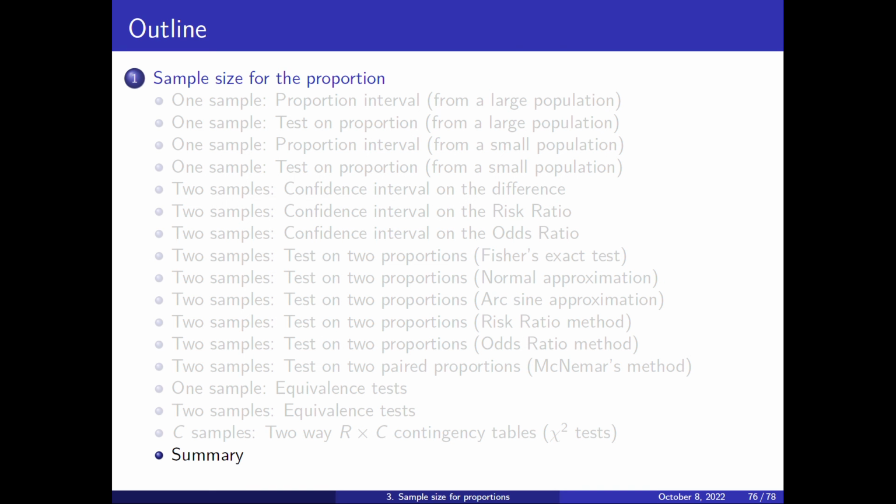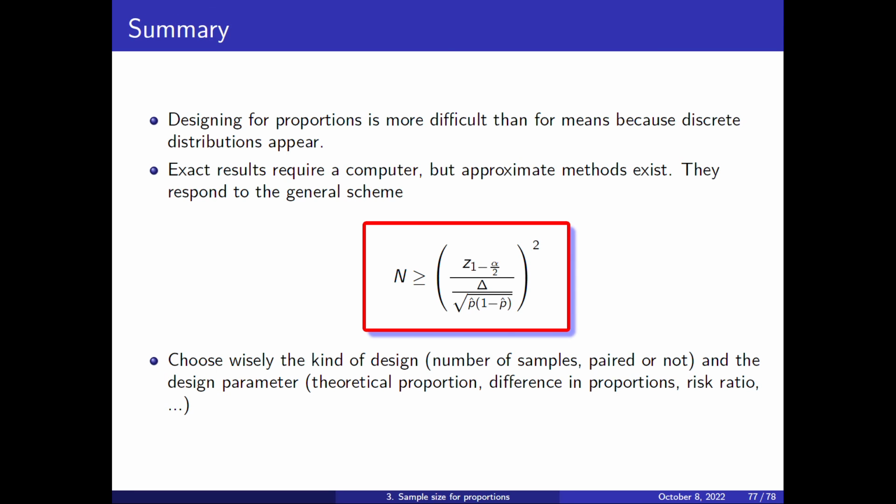So this would be all the cases that we have seen for proportions. In general, the take-home message is that dealing with proportions is much more difficult than dealing with means, because we have discrete distributions. The distributions associated with these calculations are binomials and hypergeometrics, and dealing with these is much more difficult because we don't have integrals, we have sums. Typically we need a computer for the exact calculation, but we have seen that approximate calculations can be pretty good if the assumptions of the approximation are fulfilled.